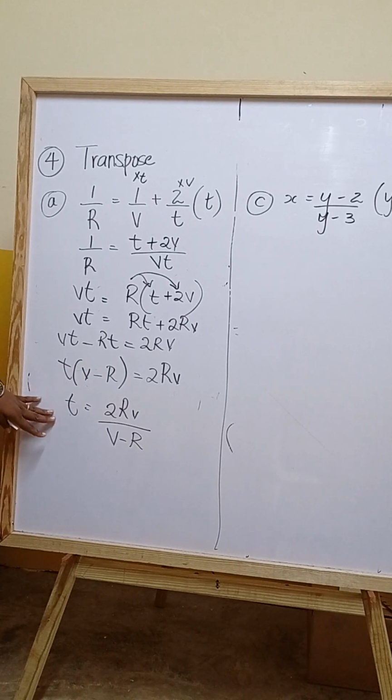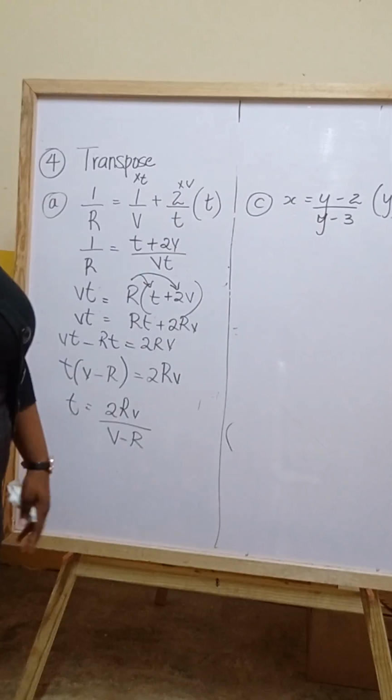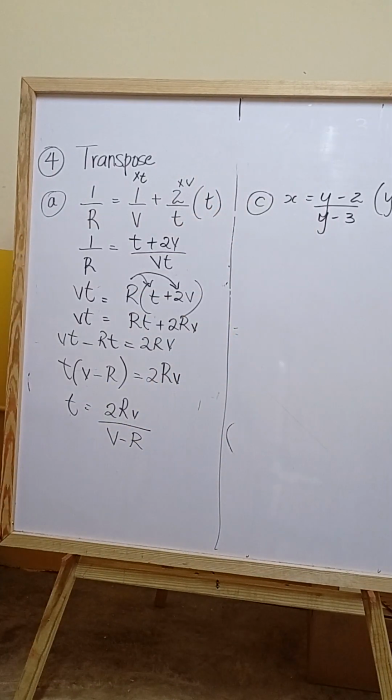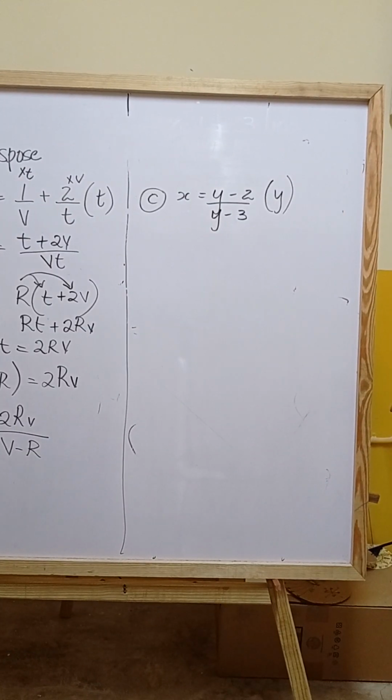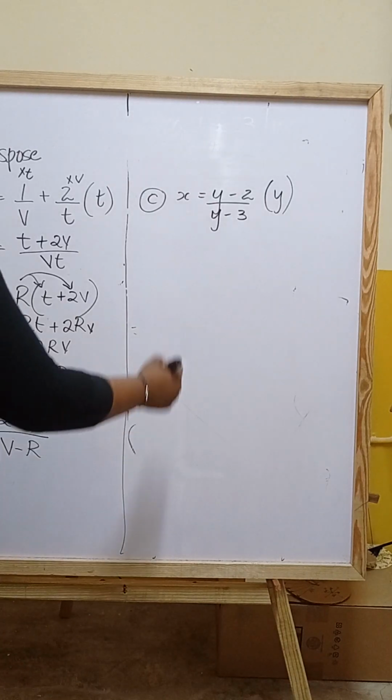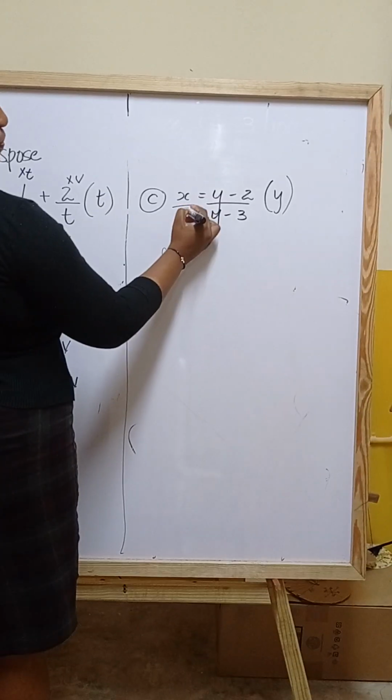Alright, so that is what T is equal to. Now we need to make Y the subject here. It's a similar procedure. We have two Y's in the equation, but we need to make only one y the subject. So we're going to do this same procedure. First thing we're going to do is to cross multiply.